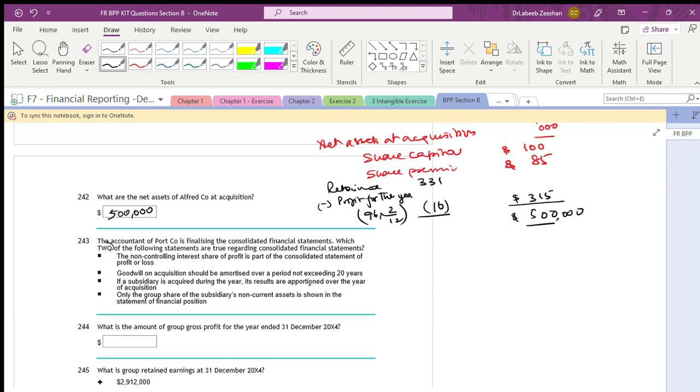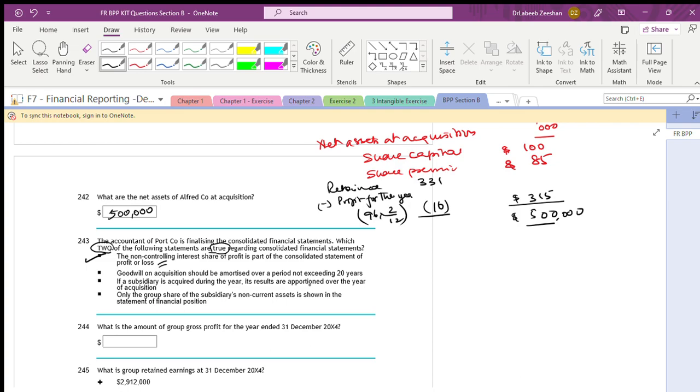The accountant of Port company is finalizing the consolidated financial statement. Which two of the following statements are true? These are the keywords regarding consolidated financial statements. The non-controlling interest share of profit is part of the consolidated statement of profit and loss account. We will take that into consideration whenever we have to show it separately in the profit and loss account.